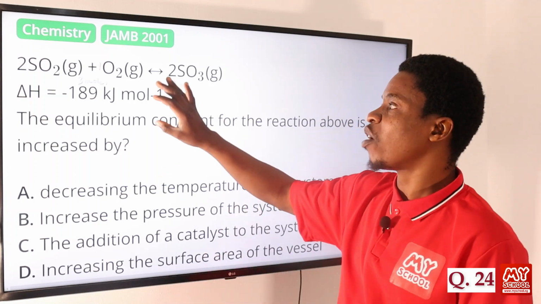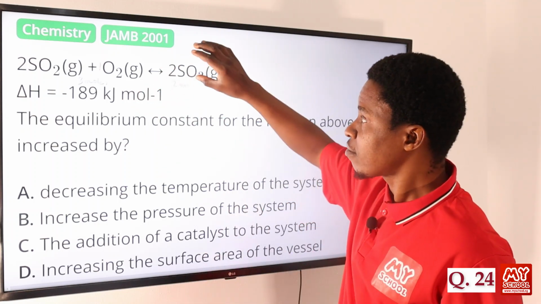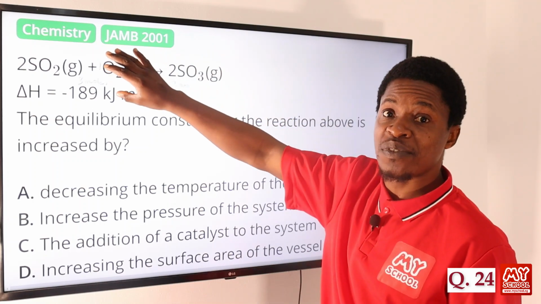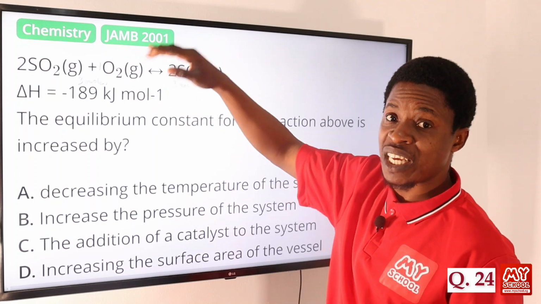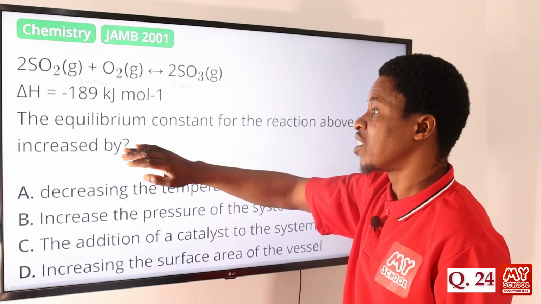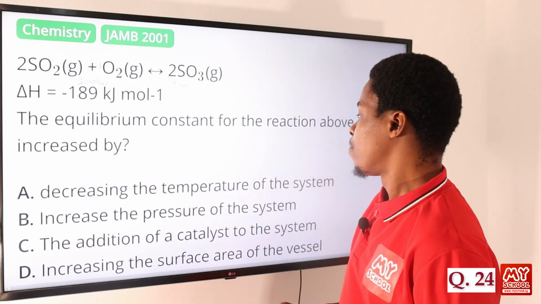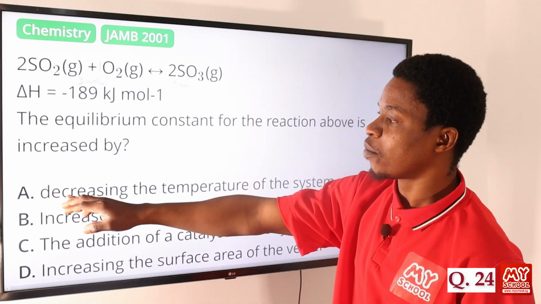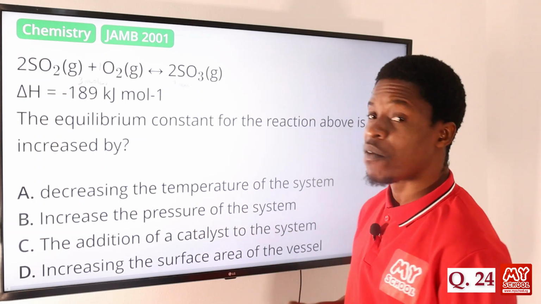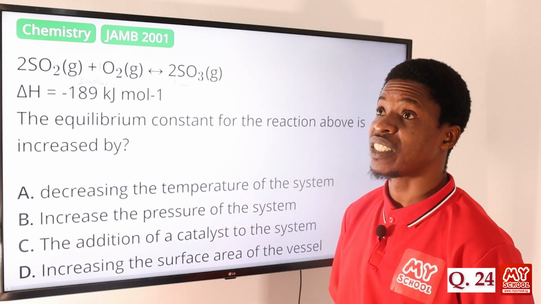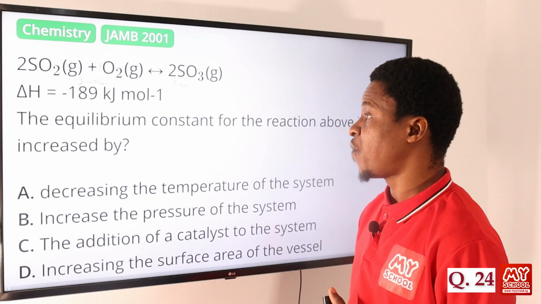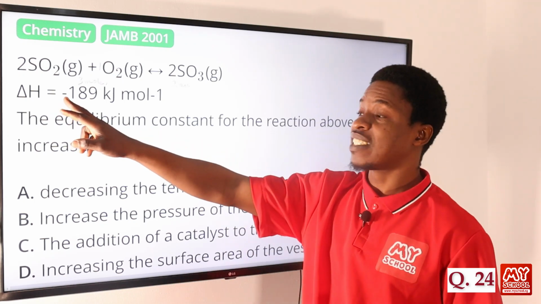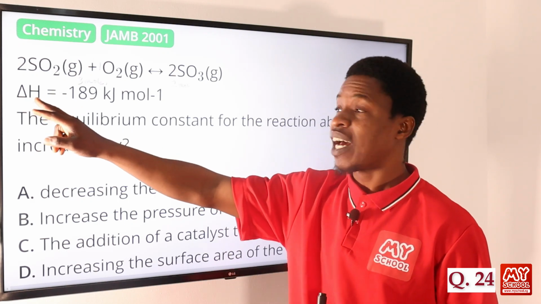So if you increase the pressure of this, more of this will be formed, but it cannot go back to form this one. So this is not going to increase the equilibrium constant. Then let's look at option A, decreasing the temperature of the system. If we decrease the temperature of the system, does it affect the equilibrium constant? Yes, it does, because this is a negative value here for delta H, and this is what?